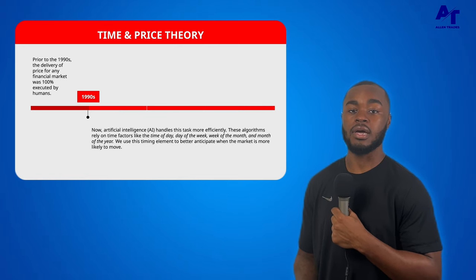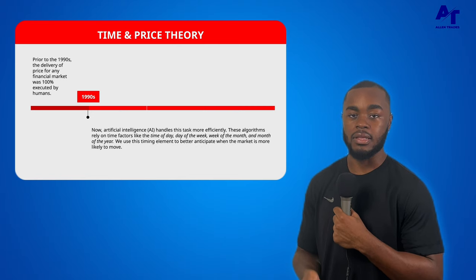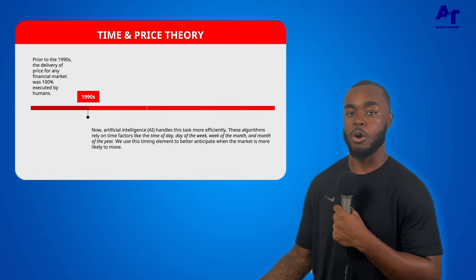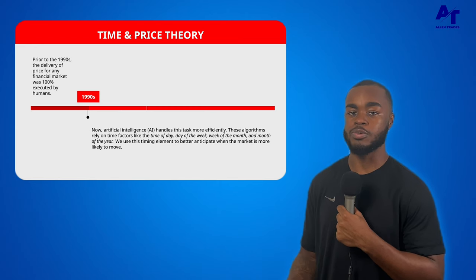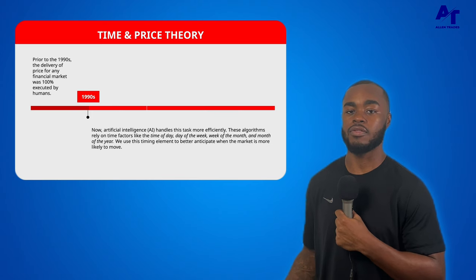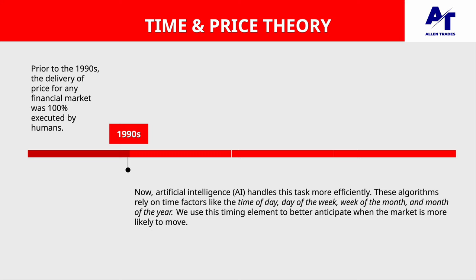But after the 1990s, technology started to improve, and the delivery mechanism, how price got to where it needed to get to, was now controlled by artificial intelligence. Humans still control when and where price will go, but now they leave it up to AI to control how it will get there. It's much more efficient for it to be this way. Unlike humans, AI doesn't get tired. They don't need days off. They can work as long as you have that system running.